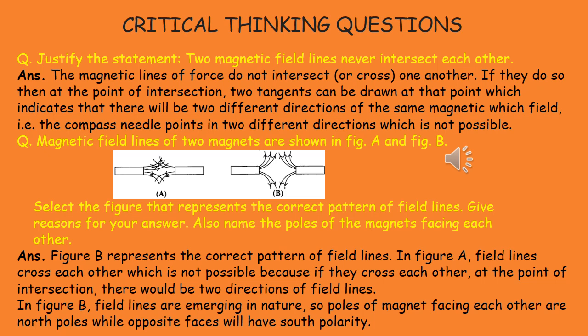Moving to the next question, a diagram is given. The magnetic field lines of the two magnets are shown in figure A and B. We have to select a figure that represents the correct pattern of field lines and we have to justify our statement. Now we have to name the poles also of the magnet.